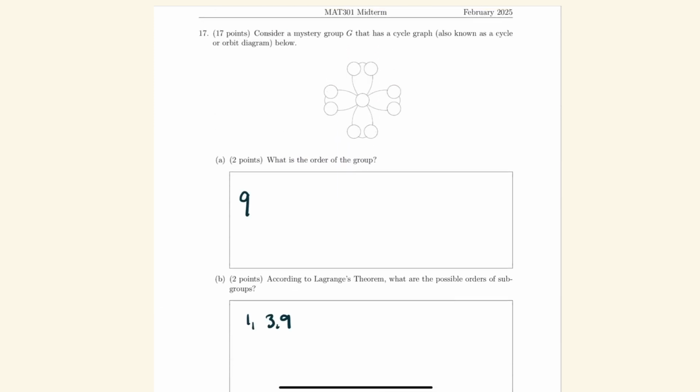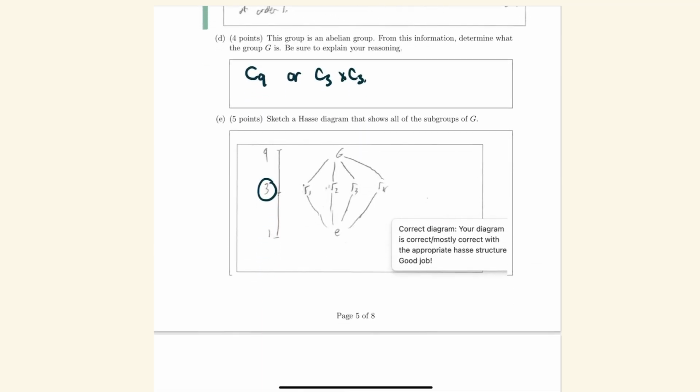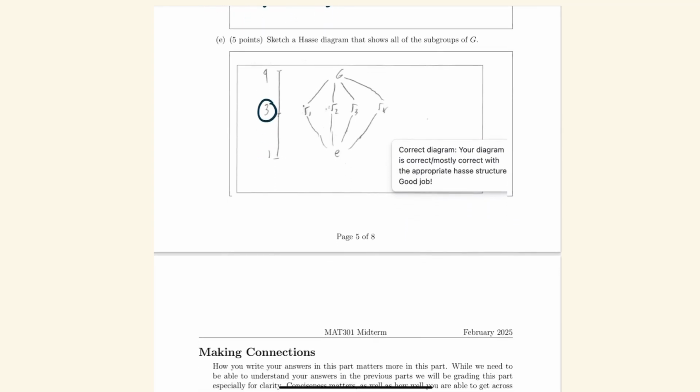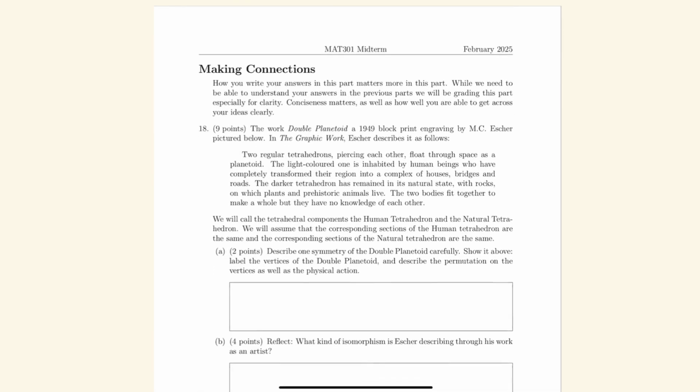The other thing the student didn't really do, I was scrolling up. Maybe on their test they defined what the R's are, but you'll want to make sure that you define exactly what the R's are. Okay, so that is a good Hasse diagram.